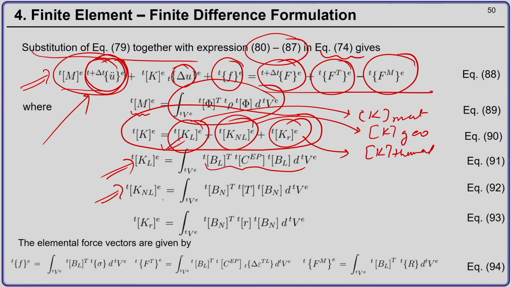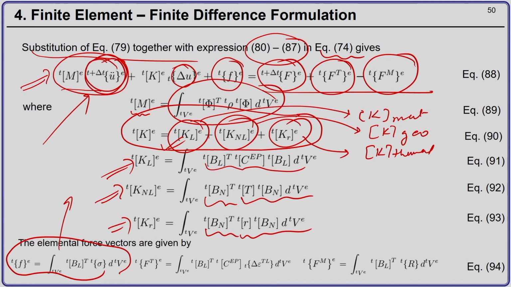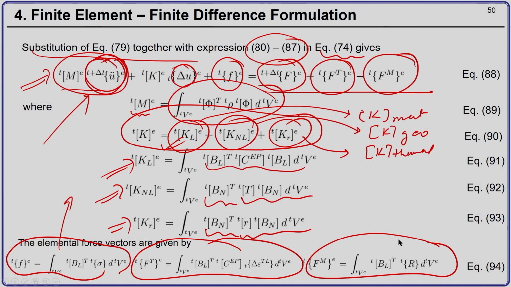This is the geometric part, B n transpose T B n, and this is the thermal part, which is B n transpose R B n. And the right hand side force vectors. So, this is your elemental internal force vector, this is B transpose sigma. You may recognize this as the same expression that we discussed in our formulation for hyperelastic material. So, this is the thermal part, and this is the coupled thermomechanical part of the external right hand side force vector.